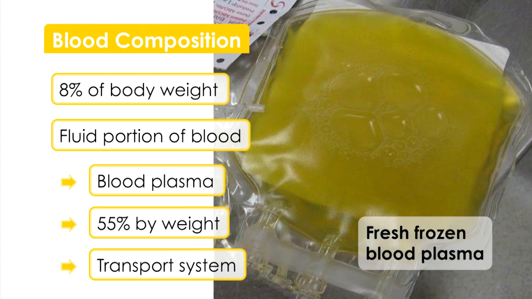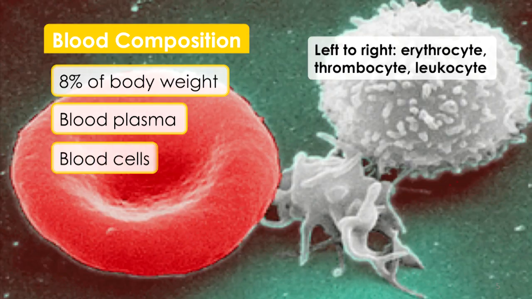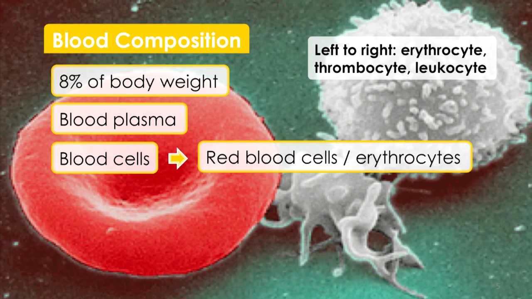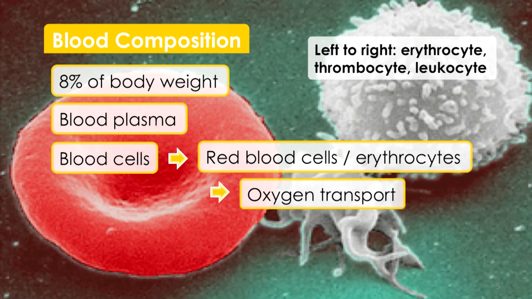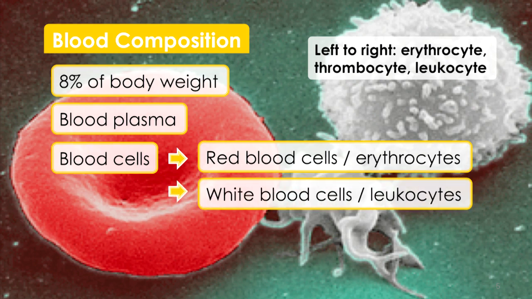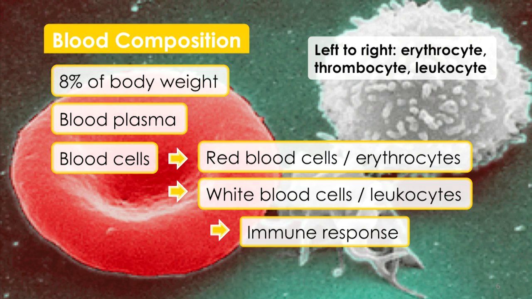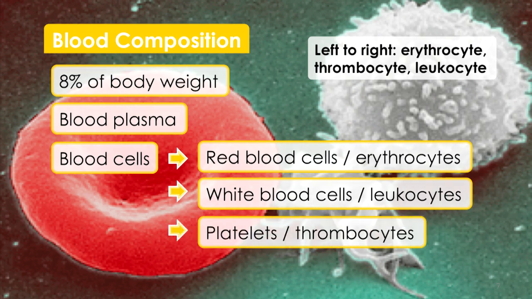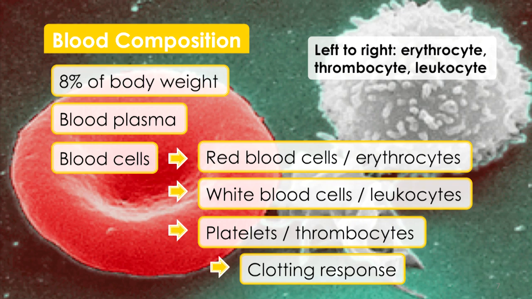Blood also contains blood cells, and this makes up the remainder of the material. There are different cells for doing different things. The red blood cells, their principal job is oxygen transport. It's to transport oxygen from the lungs down to the cells where it's needed. There are also the white blood cells, and these are responsible for our immune response. And then there are platelets, and these are responsible for the clotting response.